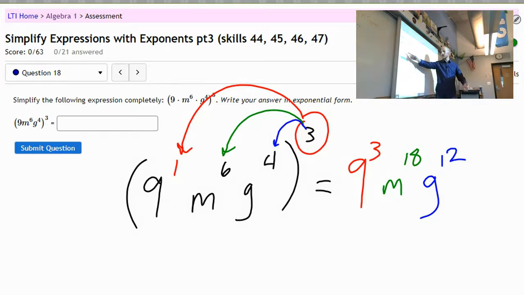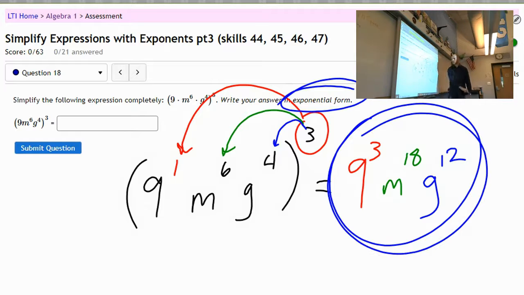And in this case, the directions say simplify the following expression completely. Write your answer in exponential form. So we do not need to multiply 9 times 9 times 9 and find out what number that is. It says in the directions, exponential form. All done. 9 to the power of 3, m to the power of 18, g to the power of 12.